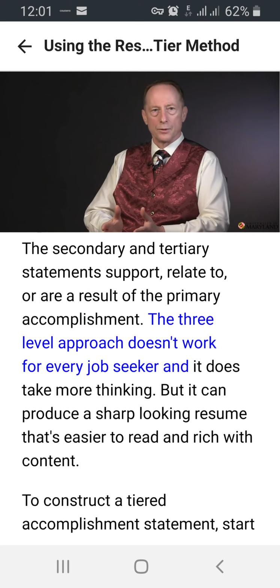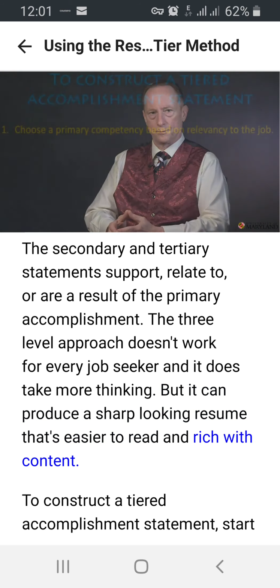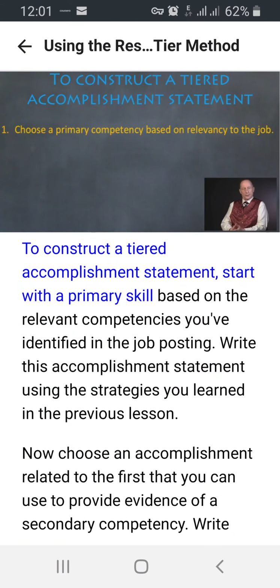The 3-level approach doesn't work for every job seeker, and it does take more thinking, but it can produce a sharp-looking resume that's easier to read and rich with content. To construct a tiered accomplishment statement, start with a primary skill based on the relevant competencies you've identified in the job posting. Write this accomplishment statement using the strategies you learned in the previous lesson.